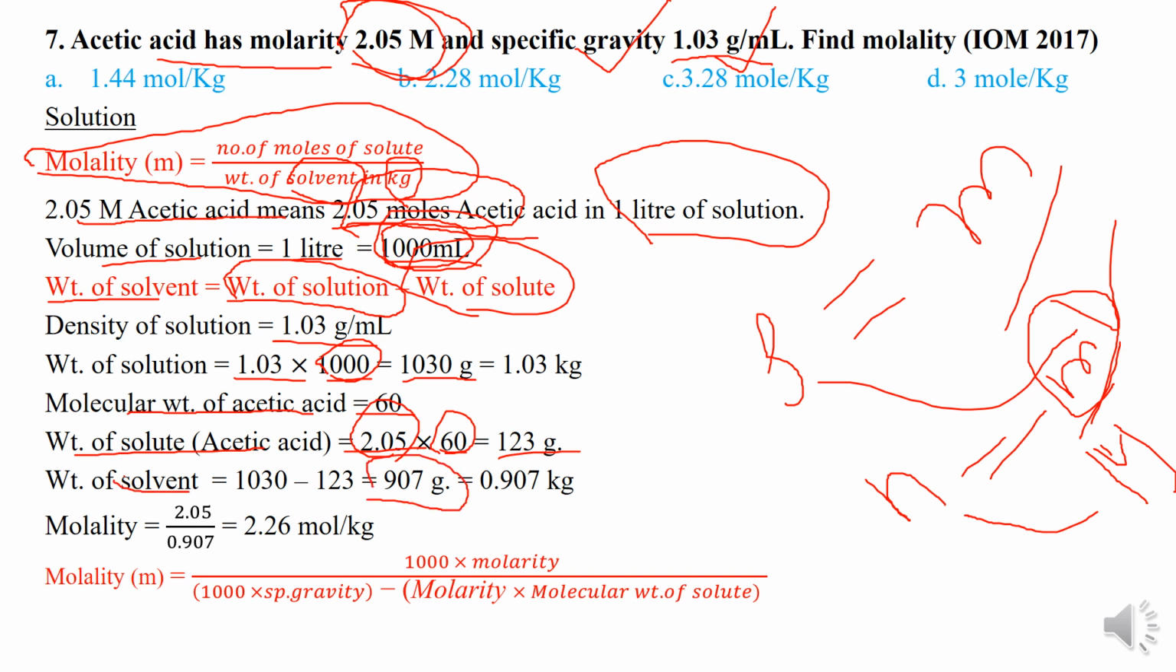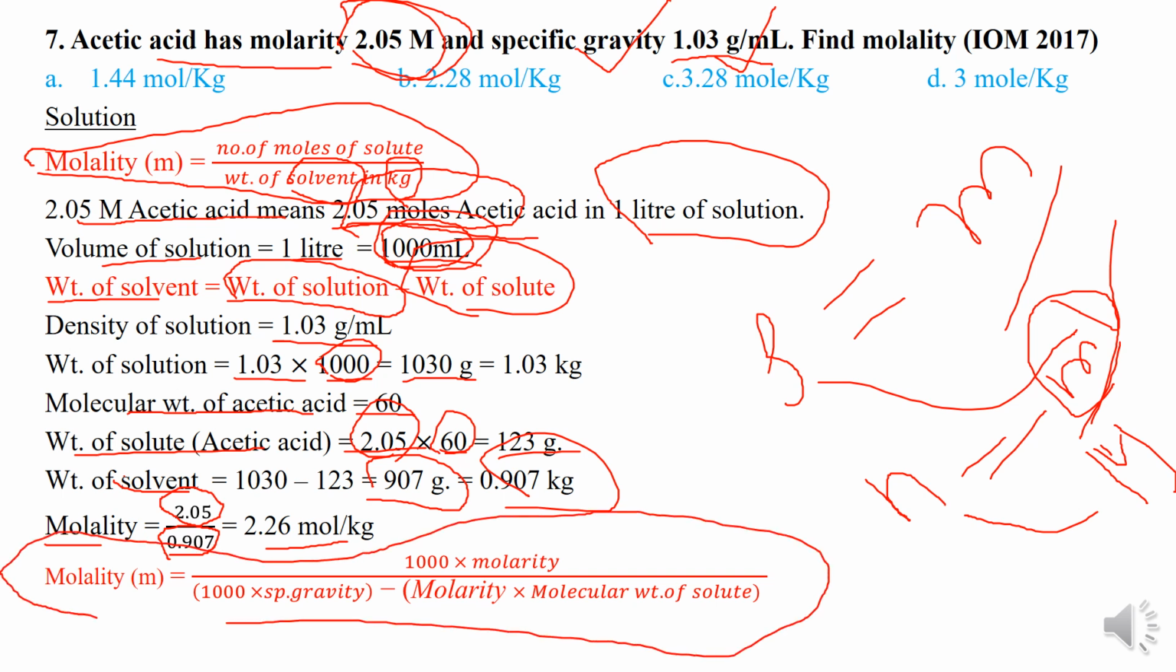Then molality will be number of moles of solute, that is 2.05, divided by weight of solvent in kg, which is 0.907 kg, equal to 2.26 mole per kg. Answer. So this question could be solved on the basis of this formula, right? This formula is also helpful for the calculation of this problem. This question is very important.